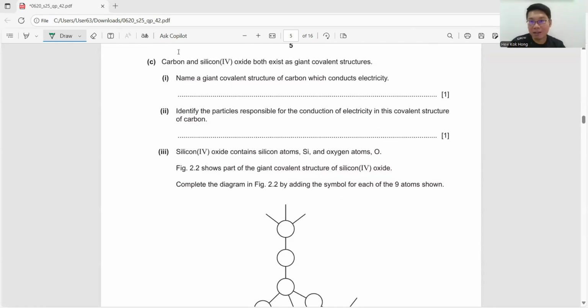Part C. Carbon and silicon oxide both exist as giant covalent structures. Name a giant covalent structure of carbon which conducts electricity. Graphite. Because graphite has layers with freely moving electrons. That's why it can conduct electricity. 2. Identify the particle responsible for conduction of electricity in this covalent structure of carbon. I just mentioned it's the electrons that can move freely.